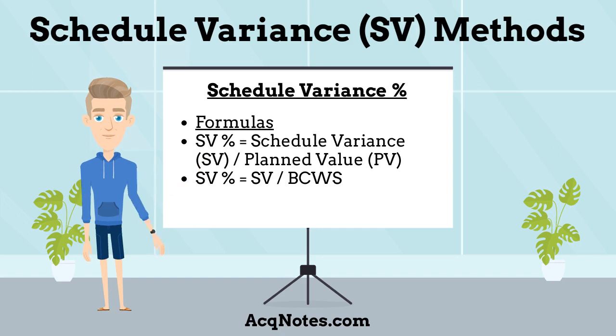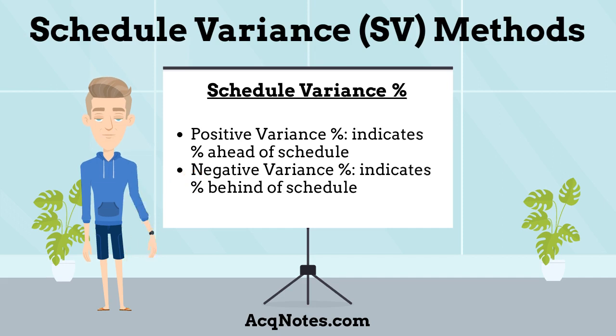The second schedule variance method is schedule variance percent. Schedule variance percent indicates how much ahead or behind schedule the project is in terms of percentage. Schedule variance percent can be calculated using the following formulas: SV percent equals schedule variance, SV, divided by planned value, PV. SV percent equals SV divided by budgeted cost work scheduled, BCWS. These formulas give the variance in terms of percentage, which will indicate how much percentage of work is yet to be completed as per schedule or how much percentage of work has been completed over and above the scheduled cost. The results show: positive variance percent, indicates percent ahead of schedule. Negative variance percent, indicates percent behind of schedule.